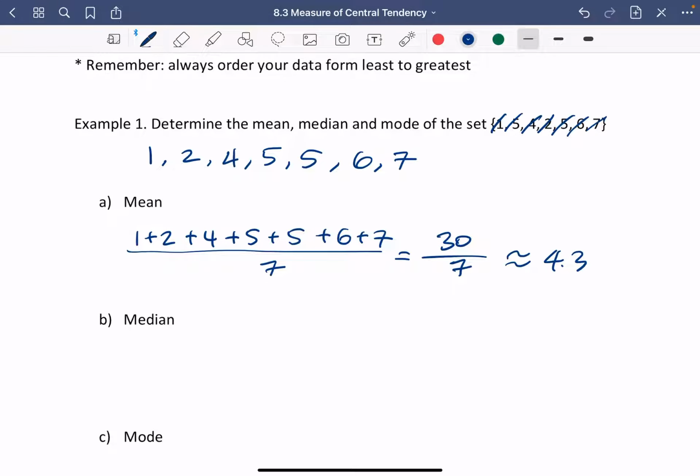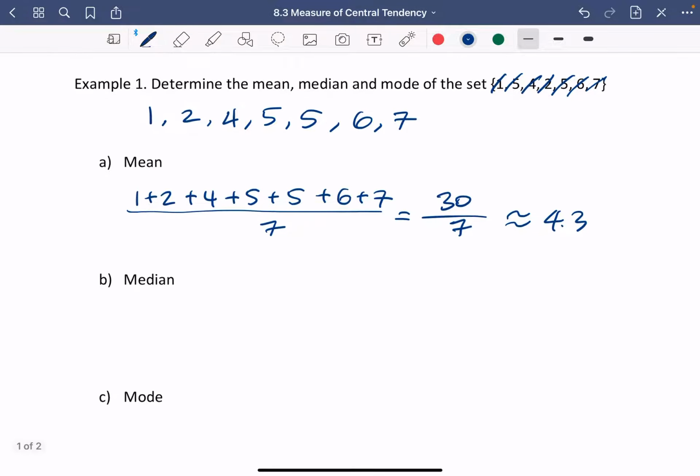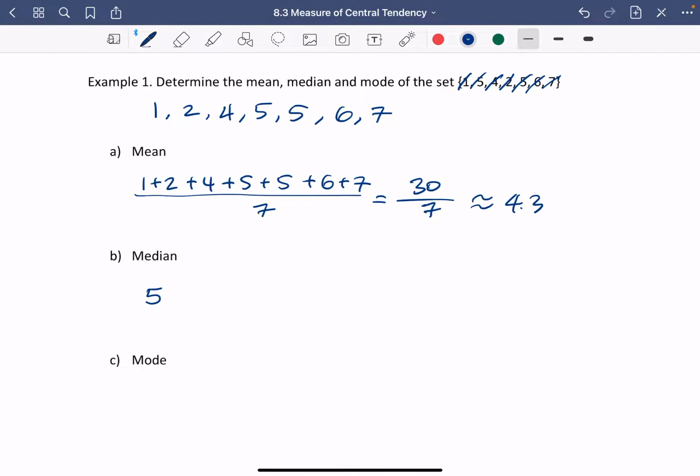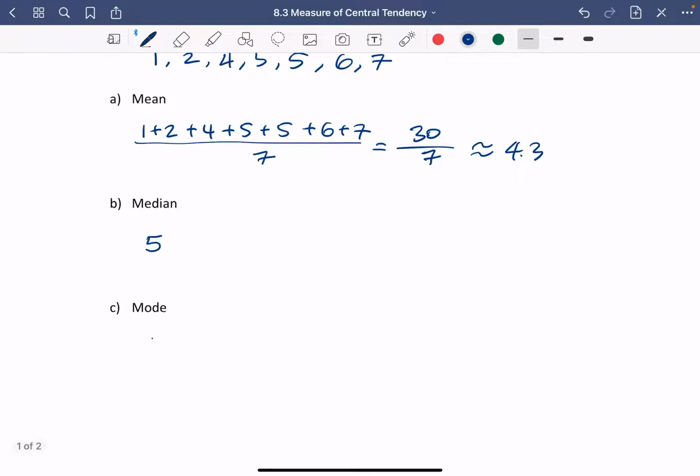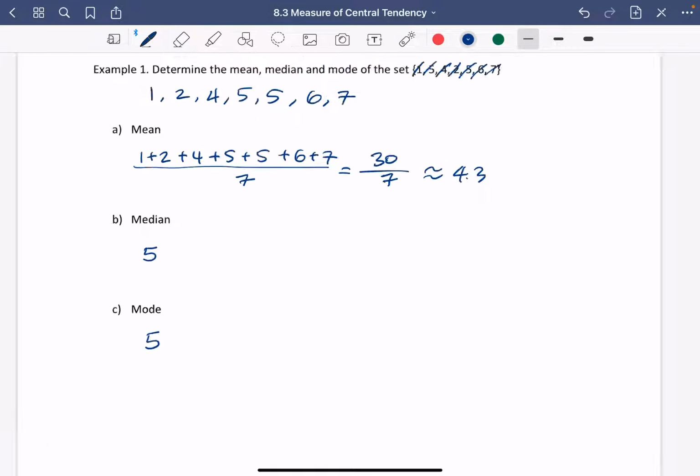Now median is the middle number. The middle of 7 numbers is the fourth one, which is 5. So median is 5. And then mode is the number that appears the most frequently. 1, 2, 4, 6, and 7 only appeared once, but 5 appeared twice. So the mode here will be just 5.